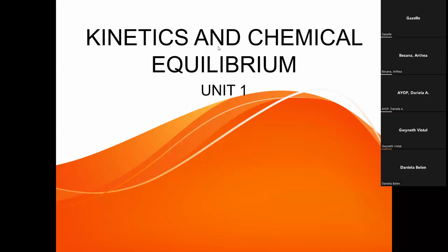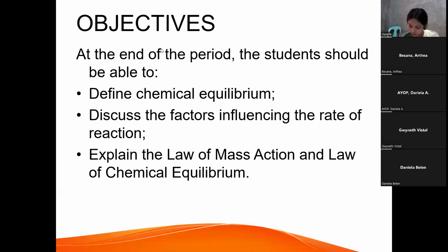Let's talk about kinetics and chemical equilibrium. Definitely, we are going to talk about chemical reactions here, since this is chemistry, no? Again, we are going to talk about chemical reactions and at the same time, their kinetics and the chemical equilibrium itself. So at the end of the period, you should be able to first define what chemical equilibrium is, discuss the factors influencing the rate of chemical reaction. And lastly, explain the law of mass action and at the same time, law of chemical equilibrium.